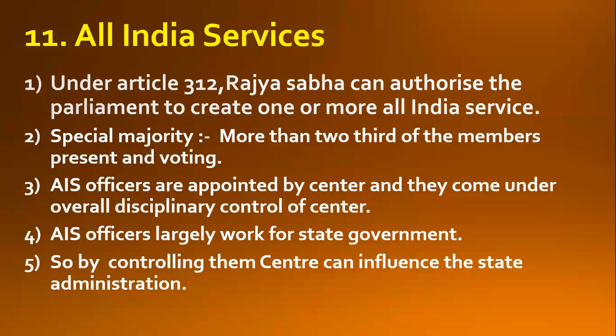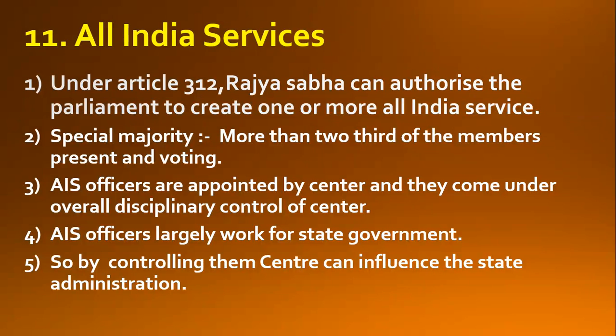Now friends, under Article 312 of the Indian Constitution, Rajya Sabha can authorize the Parliament to create one or more All India services. Rajya Sabha has this power. For example, currently there are three All India services, IAS, IPS and IFS. But if Rajya Sabha authorizes the Parliament to create one more All India service, then Parliament can create it.